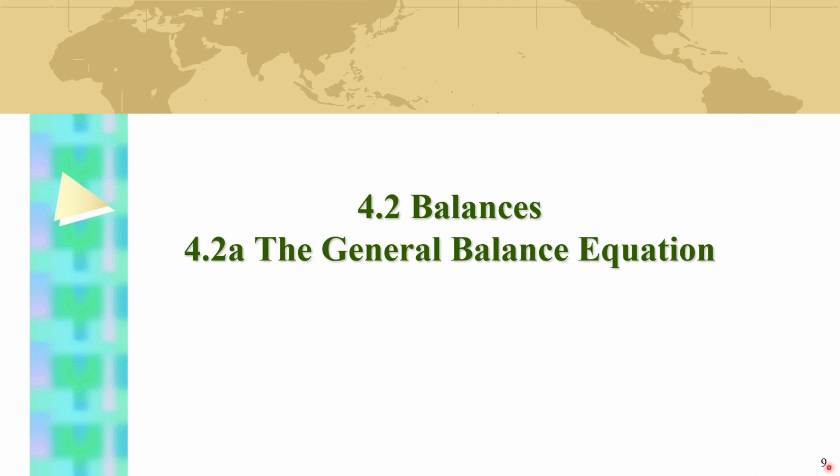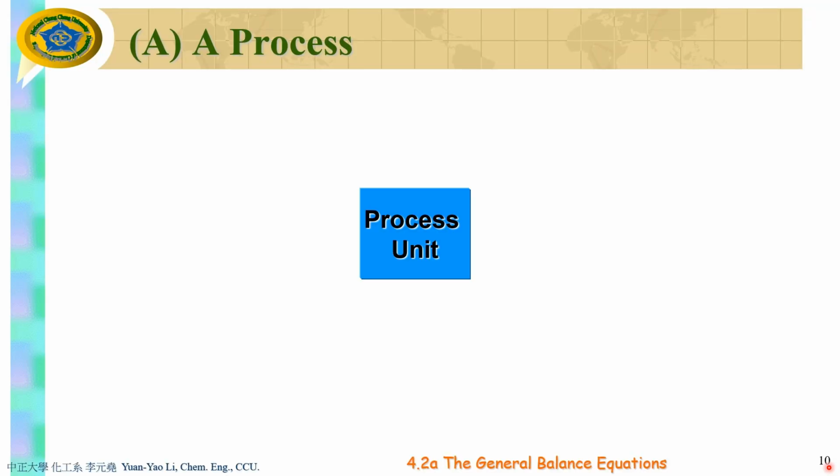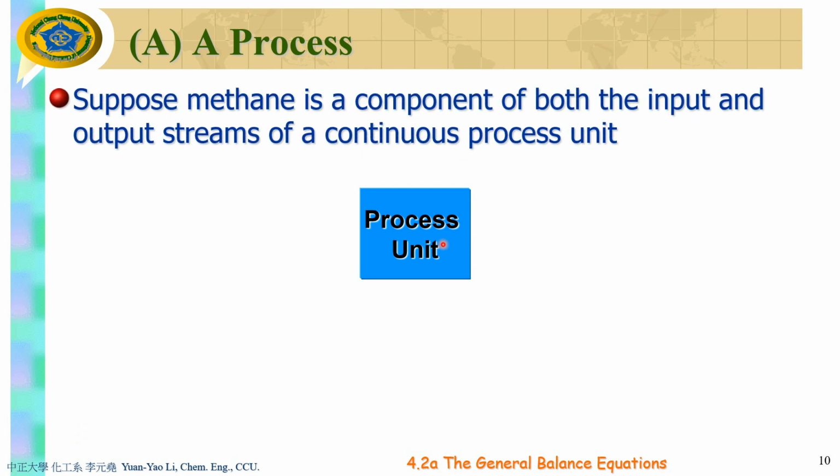Right. So next is the balances, the general balance equation. This is also very easy. A process, as we know, is a process unit; it can be a chemical reactor or it can be a physical mixer, right? So suppose methane is a component of both the input and output streams of a continuous process unit. This is a continuous process, so it can be a pipe, right? Methane was fed into this unit, and then it will come out.